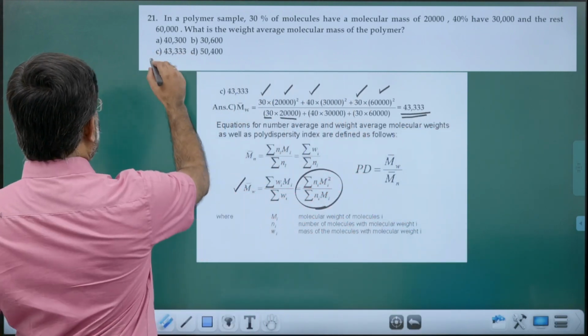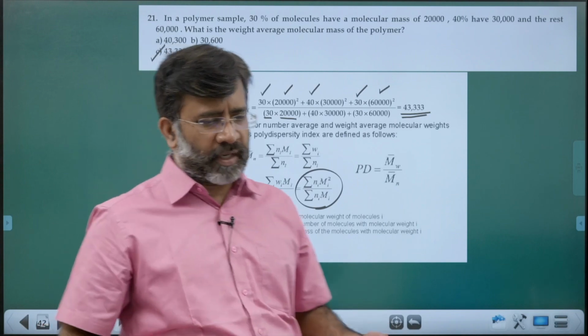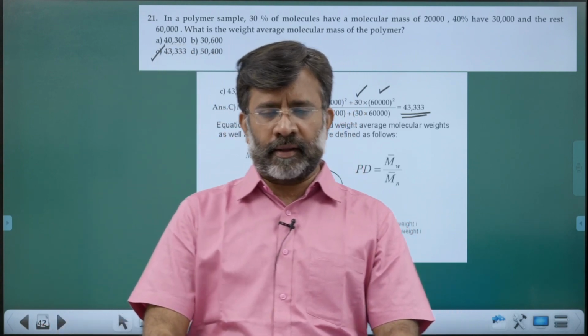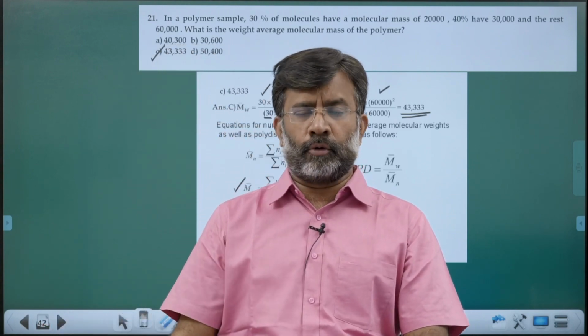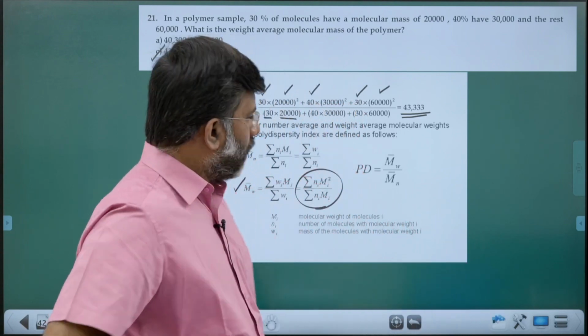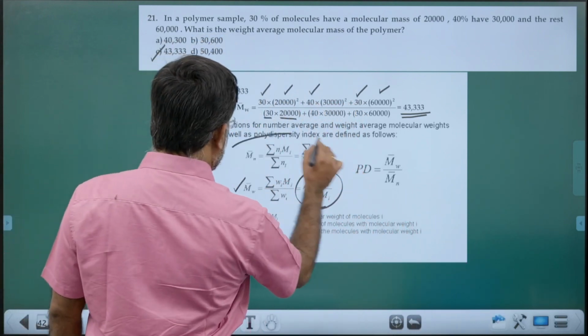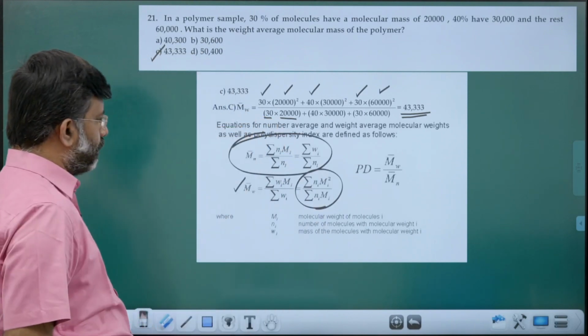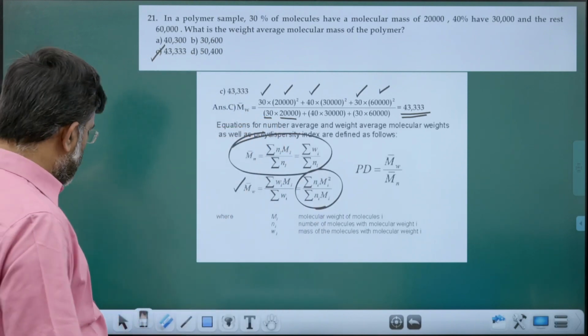Option C. This is out of syllabus. Earlier it was in the NCERT, so better to go through it as additional information. While the number average molecular mass will be determined by that equation. Okay. Next.